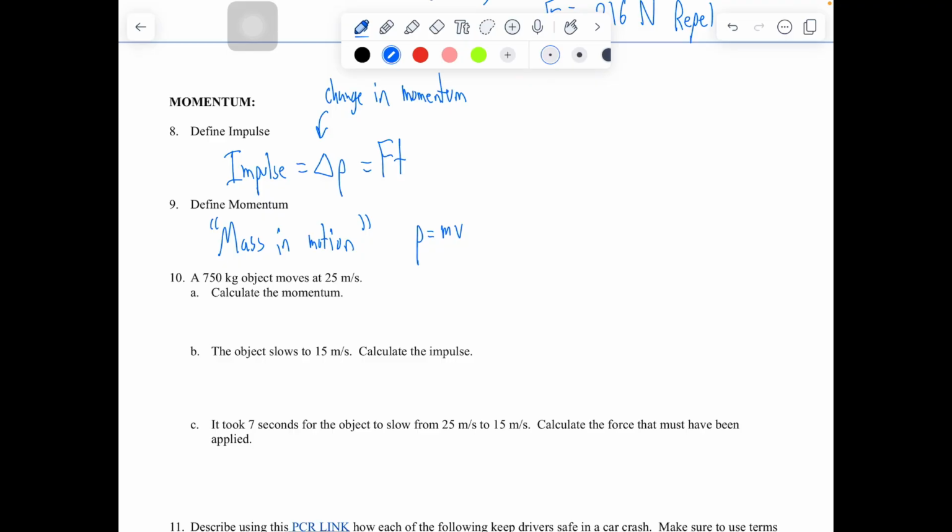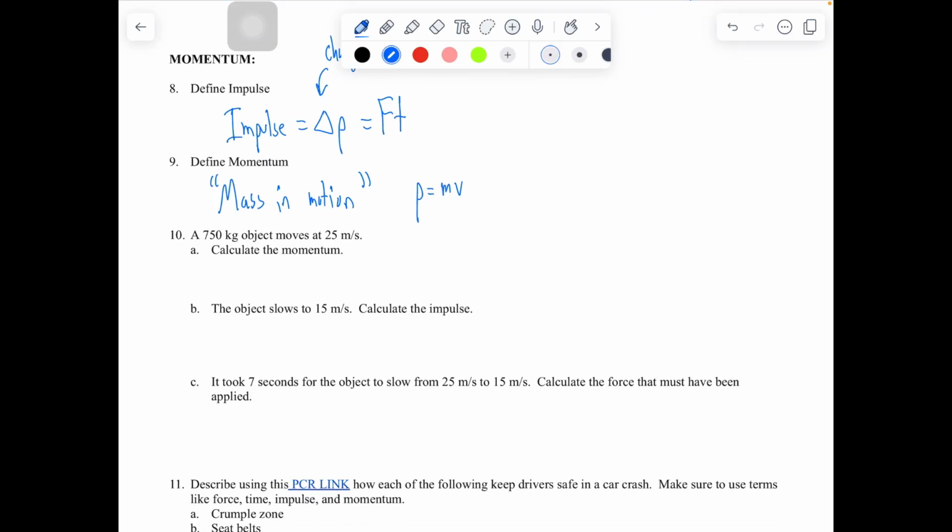A huge building, the Eiffel Tower, has a ton of mass, but it doesn't have momentum because it's not moving. To have momentum, the object must have mass, and it must be moving. With these definitions, let's try some math.